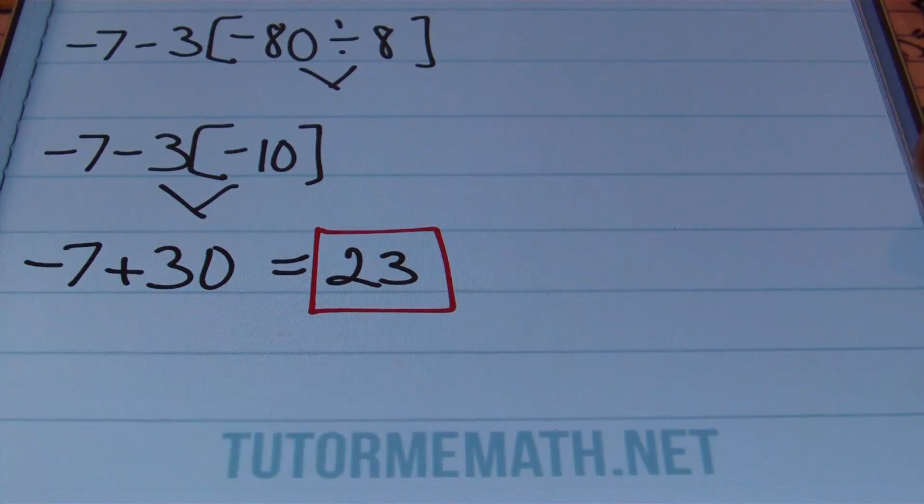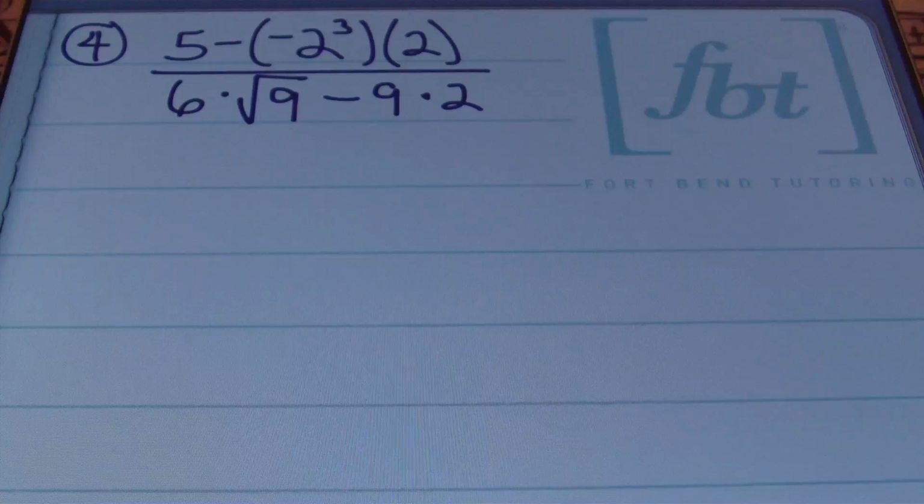Moving on to problem number 4. So here we have problem number 4, and with problem number 4 we have a fraction, a rational expression. We have 5 minus the quantity of negative 2 cubed times 2, divided by 6 times the square root of 9 minus 9 times 2. Let's go ahead and work this out.